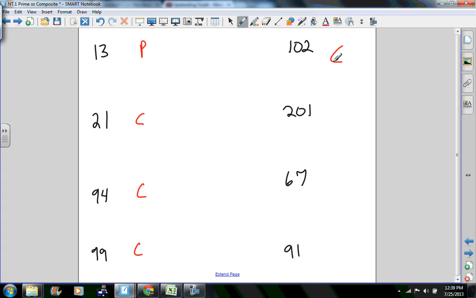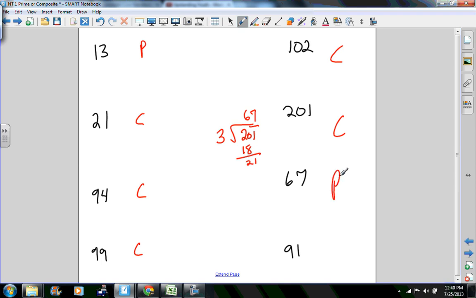201. Now, for that one, let me think. Let's try 201 divided by 3. So that's 6, 18, 21, 67, 3 times 67. That's a tricky one, but it is composite. 67, that one I know is prime.